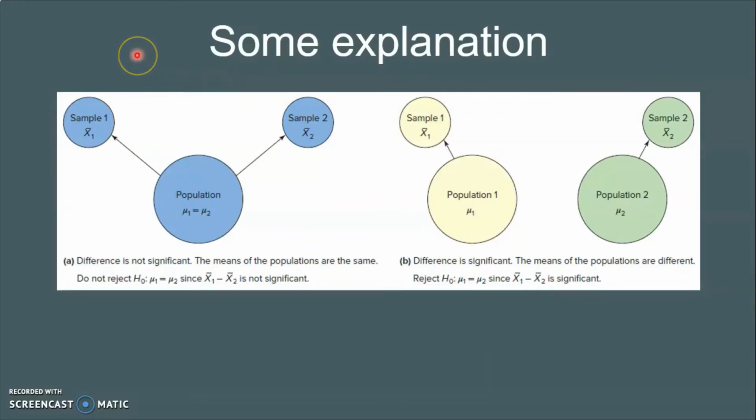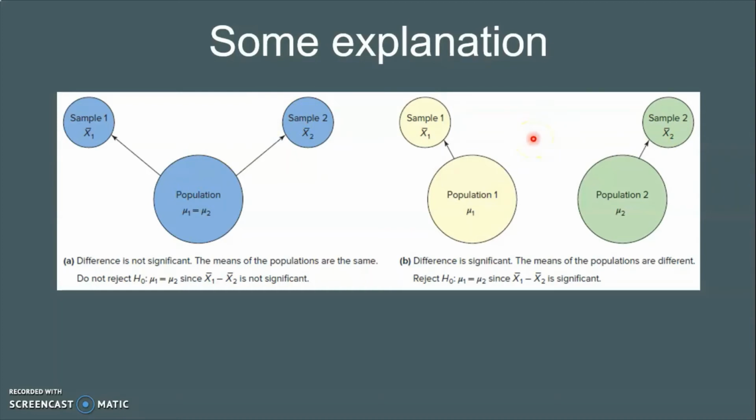Based on the first until the third objective, we can come up with some explanation. By referring to this figure, when the null hypothesis is not rejected, that means the difference between sample 1 and sample 2 is not significant. The means for sample 1 and sample 2 can be said to come from the same population.